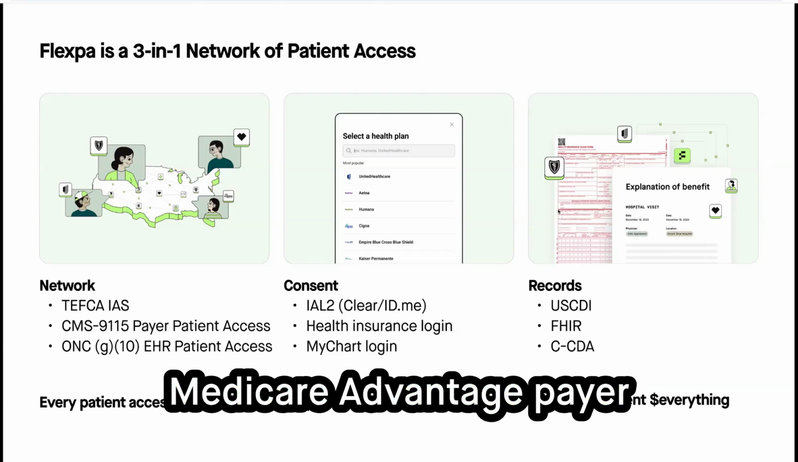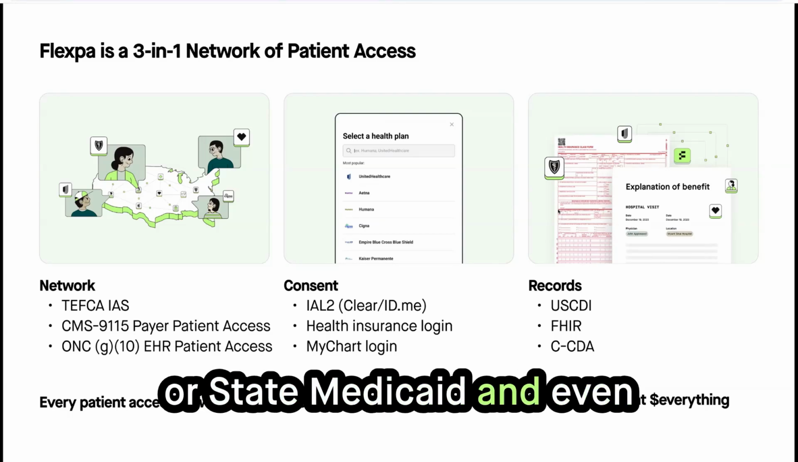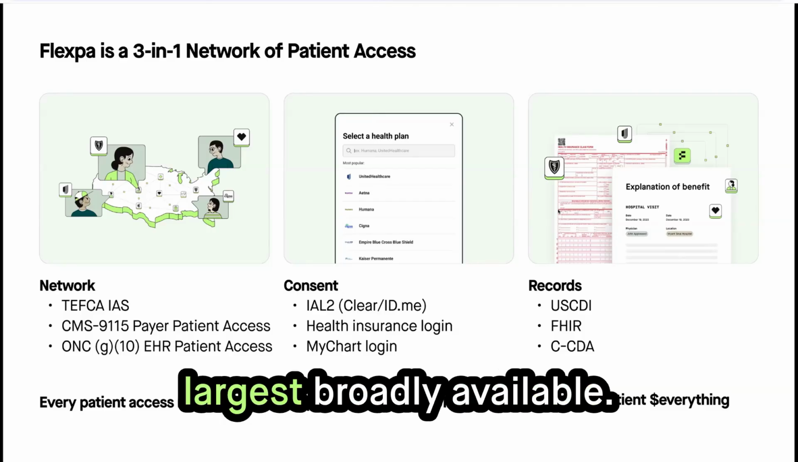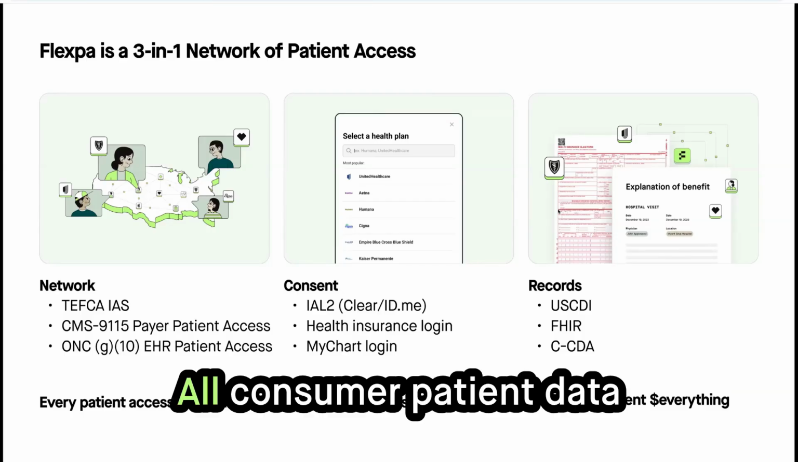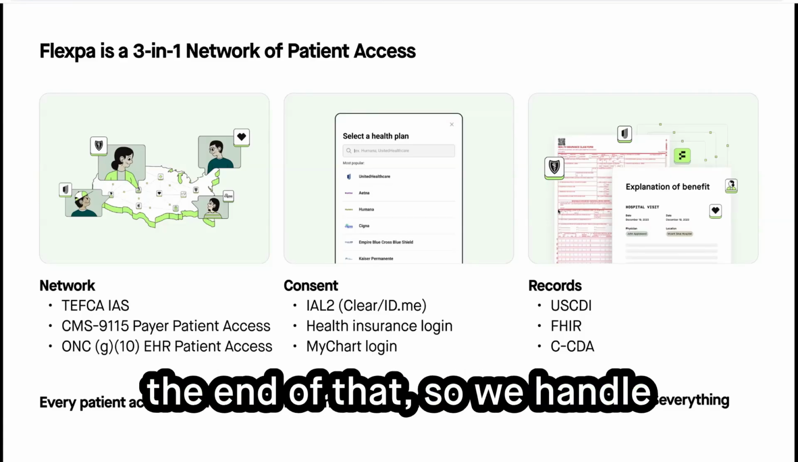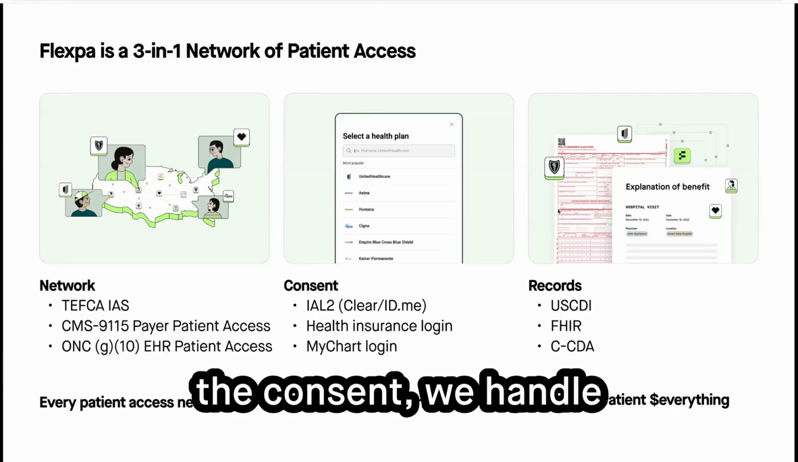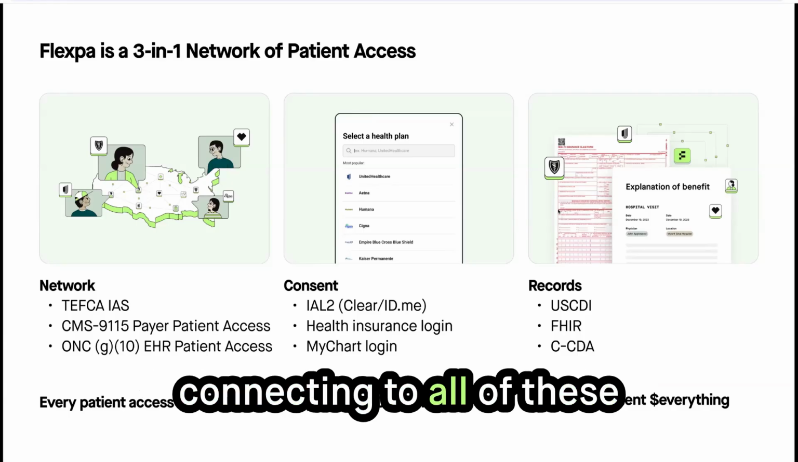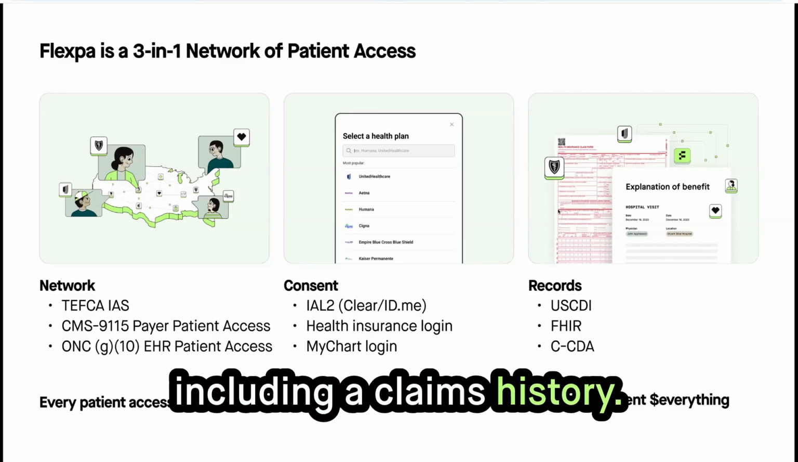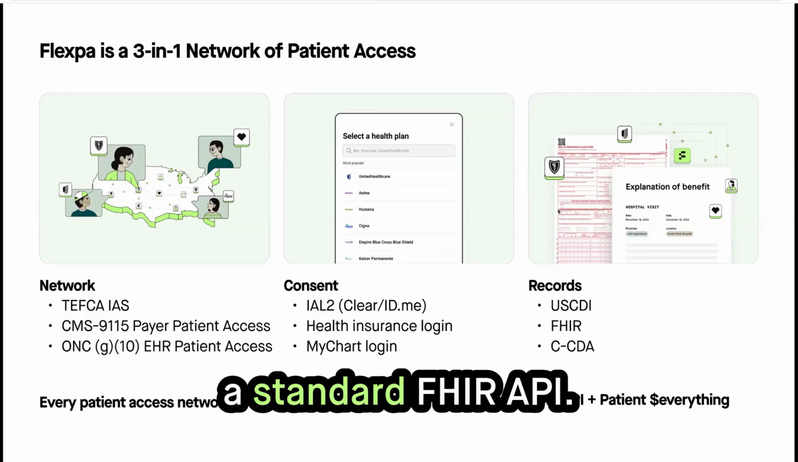Maybe it's on a Medicare Advantage payer, or state Medicaid, and even some commercial payers. Shout out to Kaiser Permanente, the largest, broadly available one, where all consumer patient data is available through their patient access API. And at the end of that, we handle the consent. We handle connecting to all of these patient access networks. We make records available at the end, including a claims history. We make those records available in a standard FHIR API.